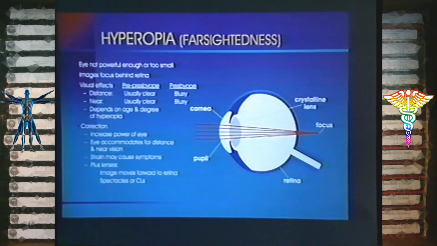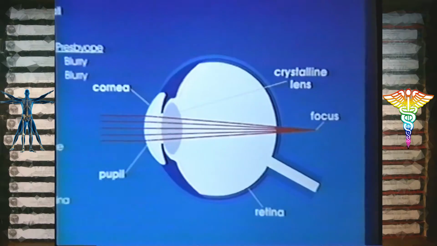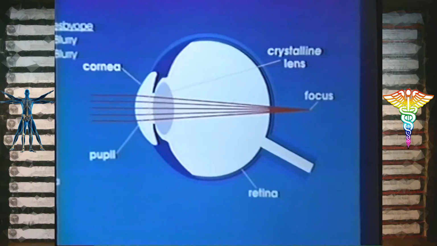Hyperopia occurs because the cornea is not steep enough, or the eye itself is too short, or in most cases a combination of the two. Now, the hyperopic young patient usually doesn't have any complaints at all. They can see both distance and near very well. The older patient will have both distance vision and near vision blurred.